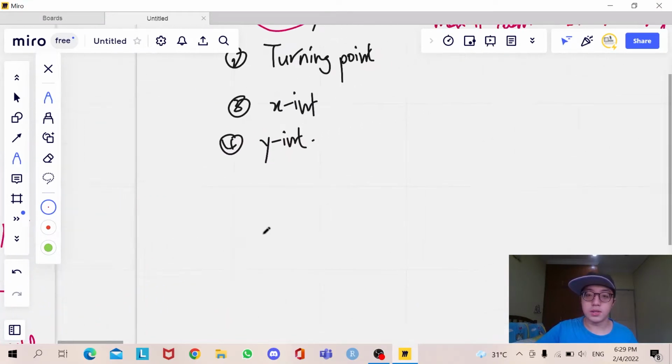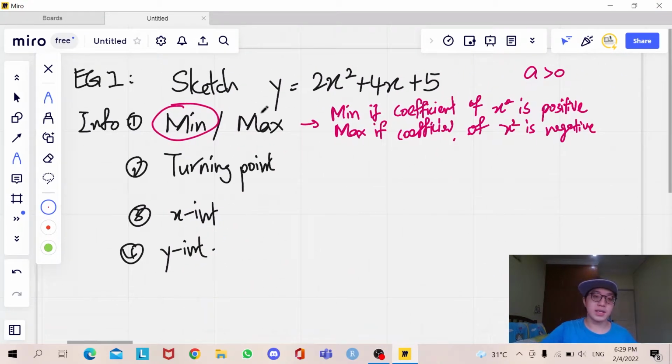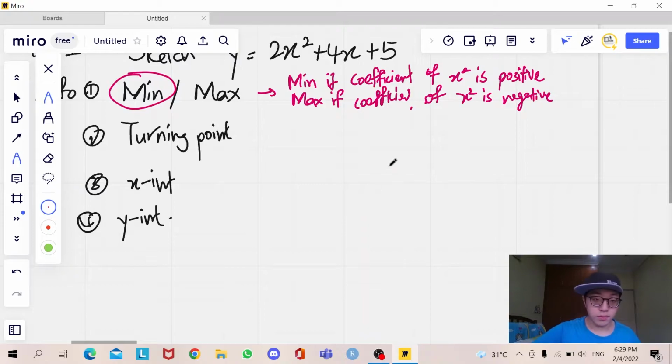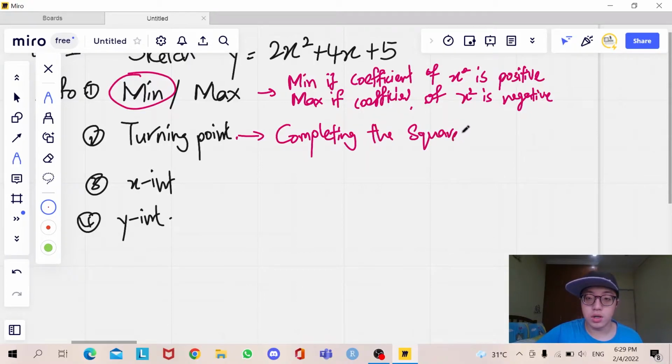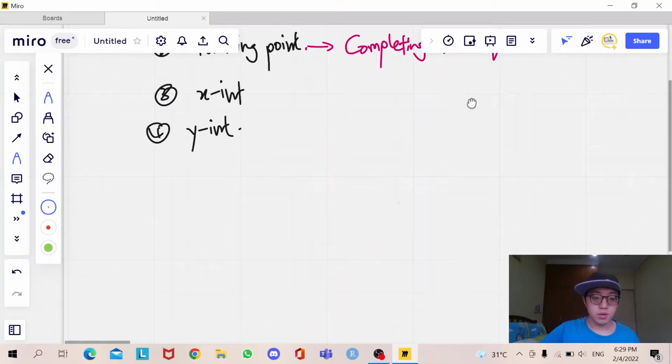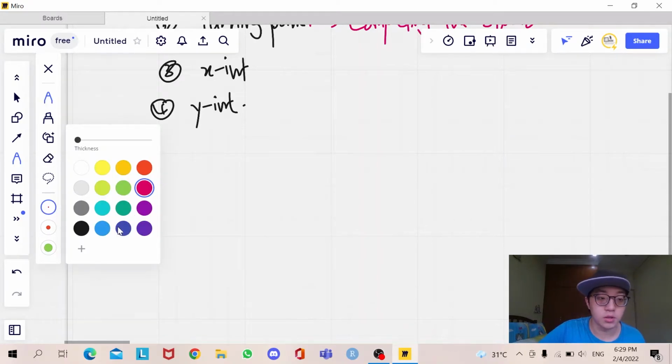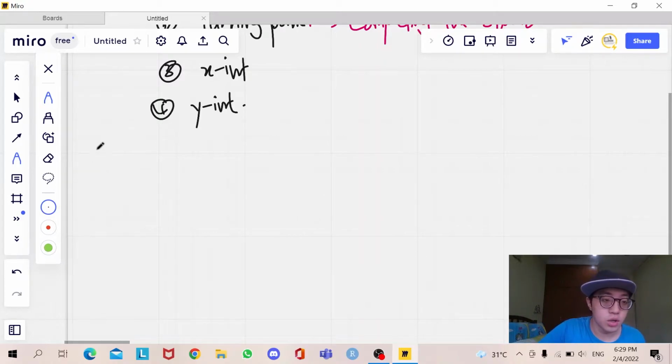So first thing here, you already know it's a minimum graph. The second thing we need to look for is the turning point. How do you look for the turning point? The answer is by completing the squares. In that video, I have taught you how to complete the squares. If you don't know how, please refer back to that video. So number two, complete the squares.